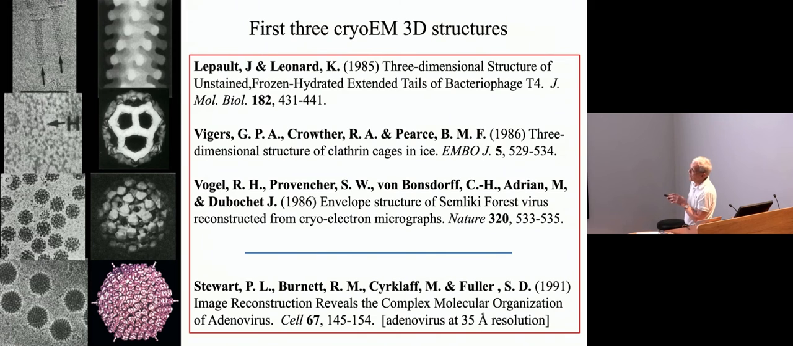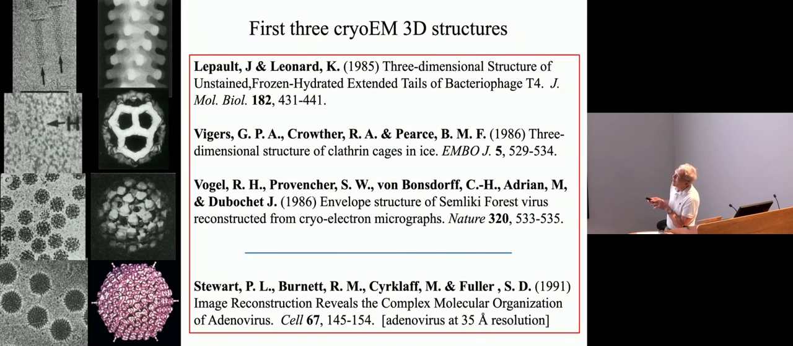Guy's work here, Guy Vigers with Tony Crowther and Barbara Pierce, the first three cryo-EM 3D structures ever determined from these thin films of particles frozen in amorphous ice were these top three here. So the first one was Jean Lepault, who was working in Jacques Dubochet's group, and he took the same T4 phage tails that David DeRosier and Aaron Klug had worked on with negative stain, and put them in ice and got this structure here.